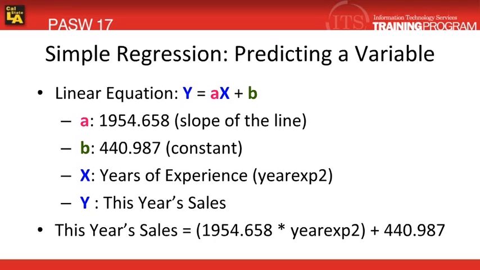To predict this year's sales for each salesperson, the values of A and B, which we found from the previous module, should be substituted into the linear equation y equals ax plus b. Notice we're going to be using the new independent variable, years of experience 2, instead of years of experience to predict this year's sales.